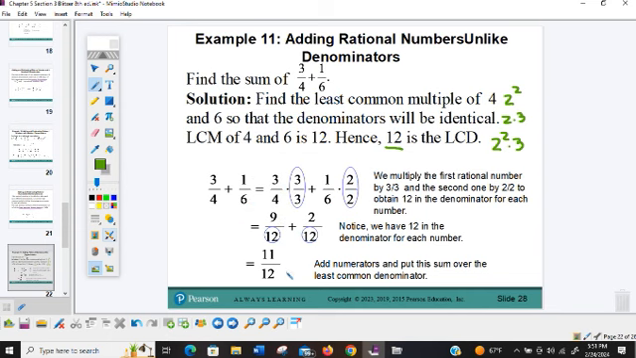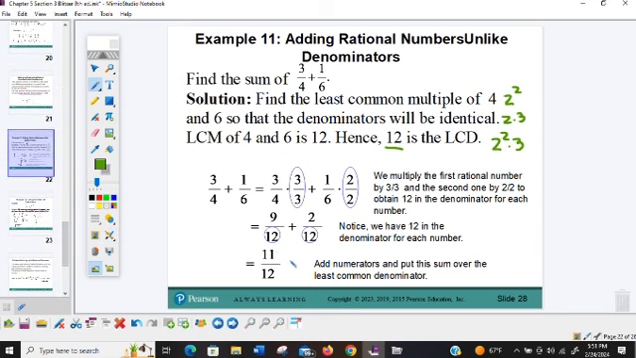Now we have a common denominator and we add the top. 9 plus 2 is 11. And 11 over 12 will not reduce. So we're done.